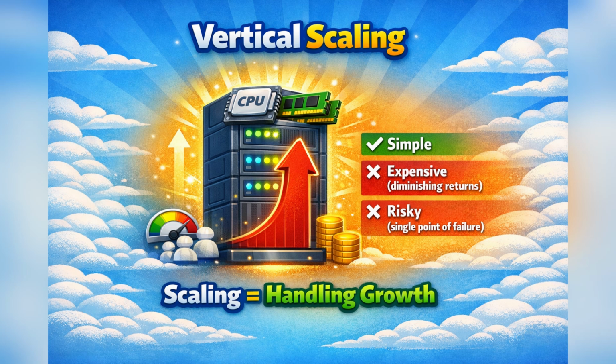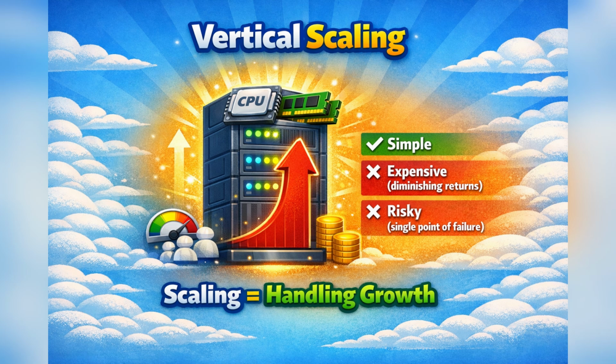The first is called vertical scaling. Vertical scaling means improving a single machine by adding more resources, like increasing its CPU power, adding more memory, or expanding storage. Think of it like upgrading your personal computer. If it's slow, you might add more RAM or get a faster processor. This approach is simple and straightforward, which is why it was commonly used before cloud computing became popular.